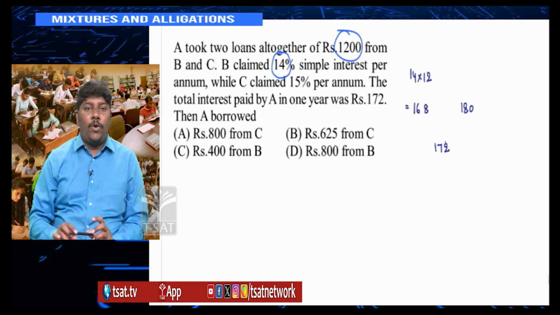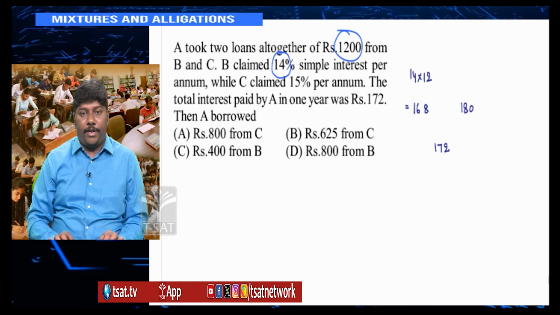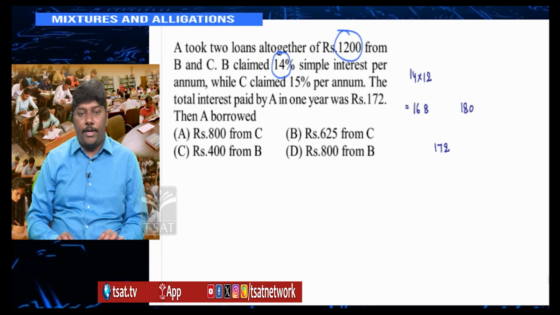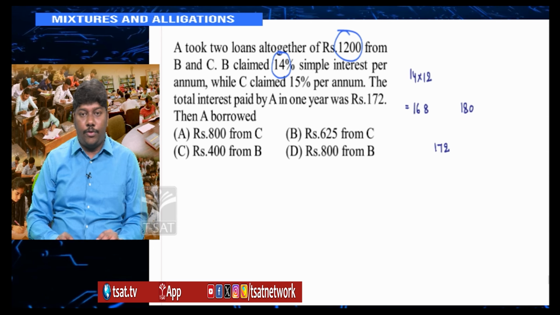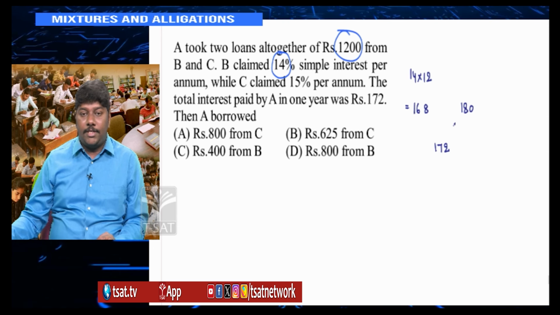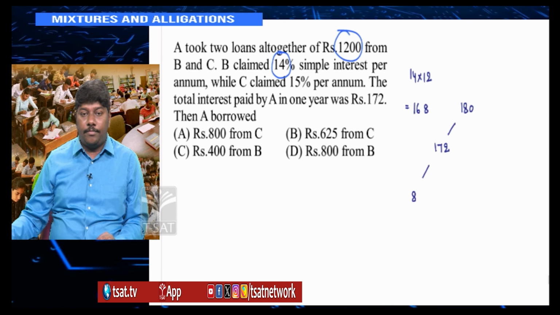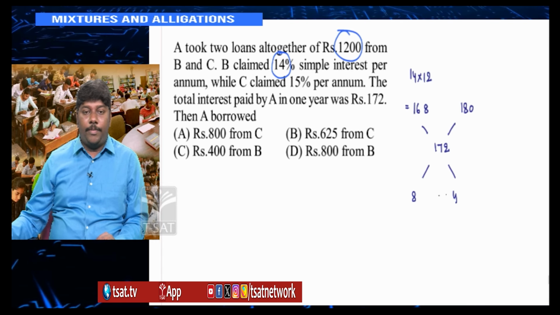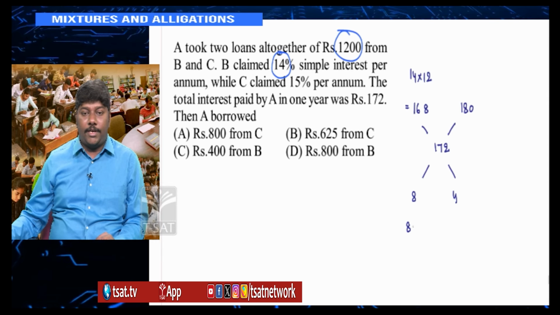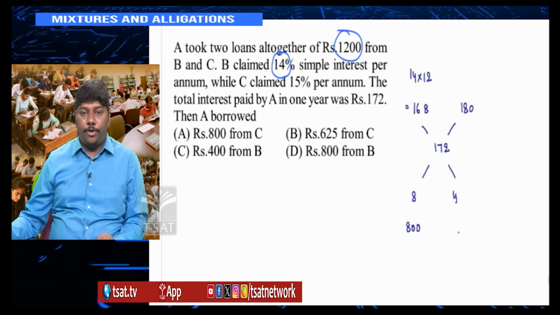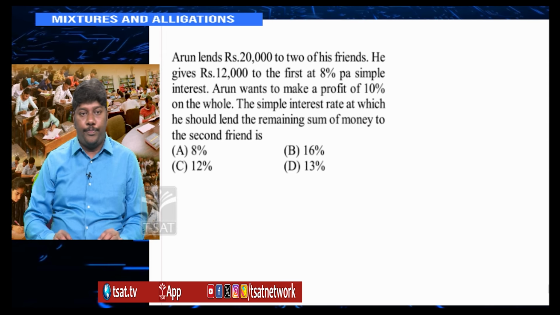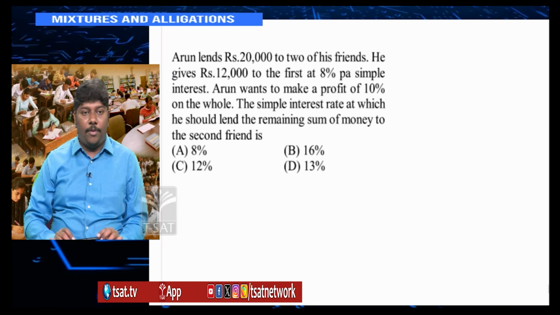So find out the whole amount. If I give it for 14%, I am going to get 168. If I give the whole amount for 15%, I am going to get 180. But I am getting 172. Therefore, you are actually mixing them in the ratio 8 to 4. Put together, 12 parts. 12 parts is 1200, so each part is 100. 800 you are giving to B, 400 you are giving to C. This is also actually related to simple interest and compound interest.